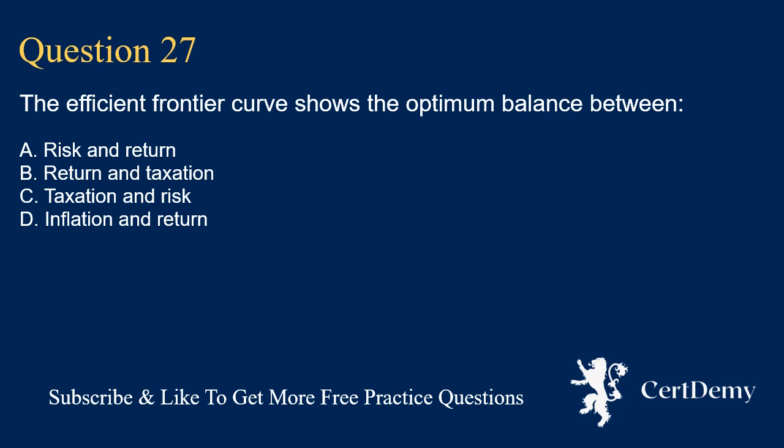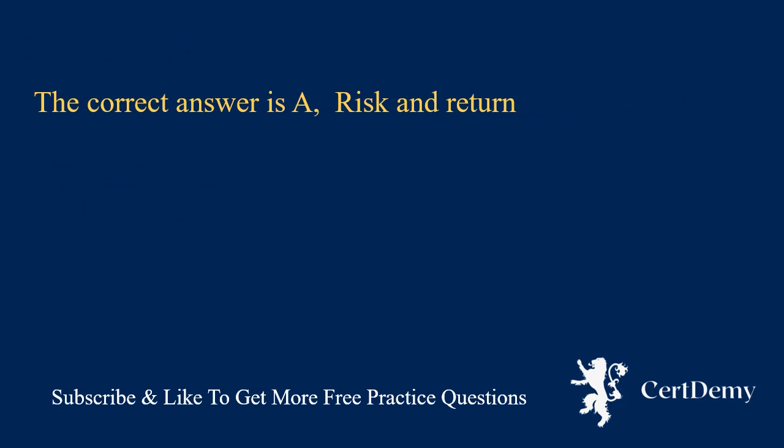Question 27. The efficient frontier curve shows the optimum balance between: A. Risk and return. B. Return and taxation. C. Taxation and risk. D. Inflation and return. The correct answer is A. Risk and return.